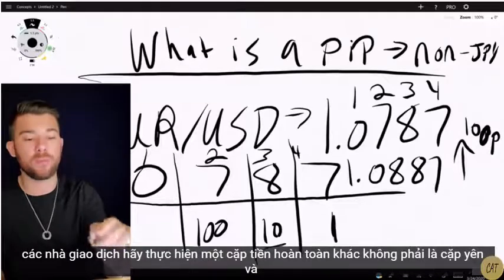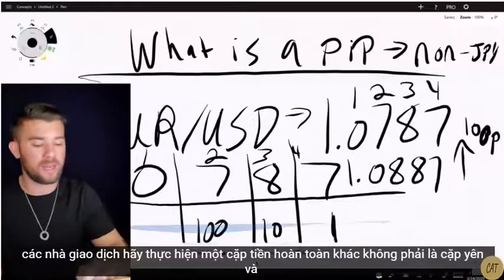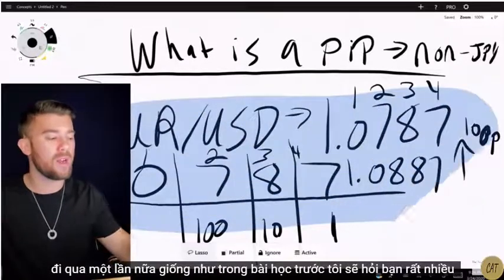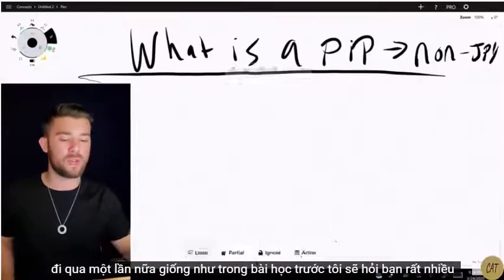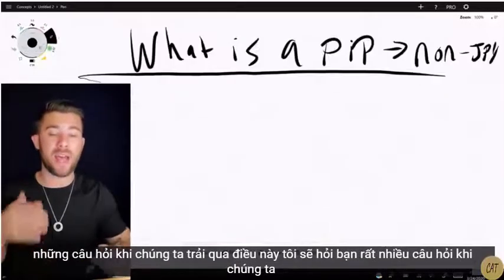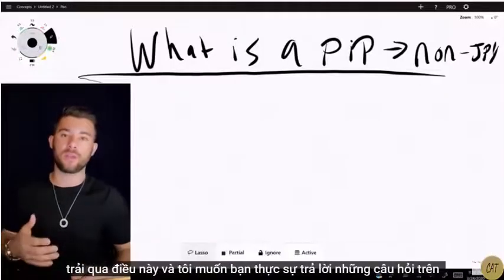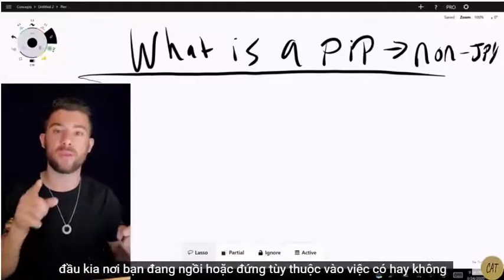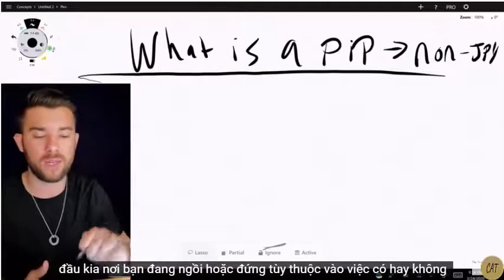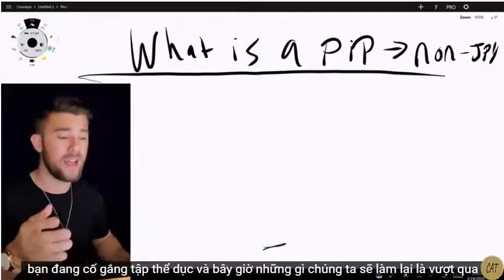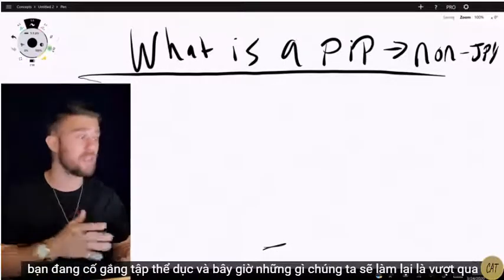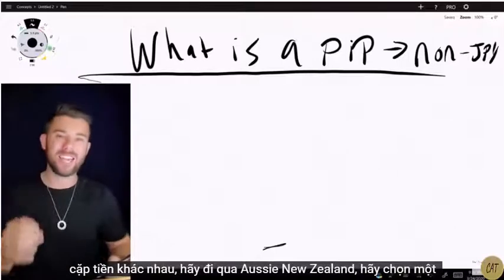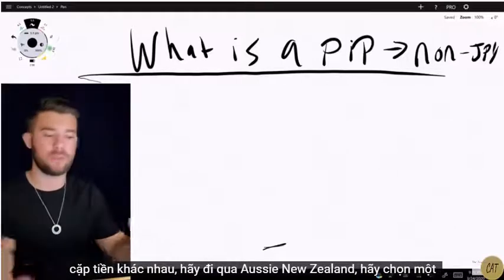Let's do a completely different currency pair that is not a yen pair and go over one more. And again, just like in the last lesson, I'm going to ask you a lot of questions as we go through this, and I want you to actually answer those questions on the other end where you're sitting or standing, depending on whether or not you're trying to get exercise in. And now what we're going to do, again, is go over a different currency pair. Let's go over the Aussie New Zealand. Let's just pick a random pair.